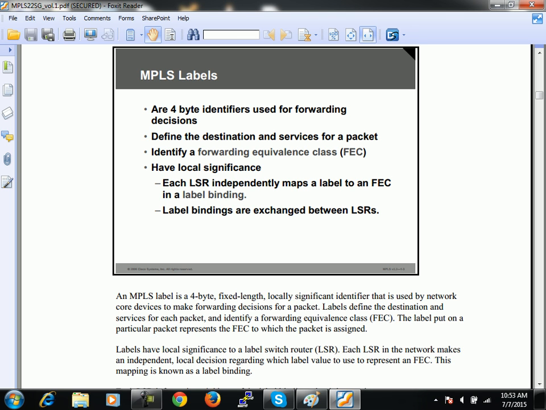A local router, this will be the same. Not on the local router. I mean, yeah, you can say it like that.